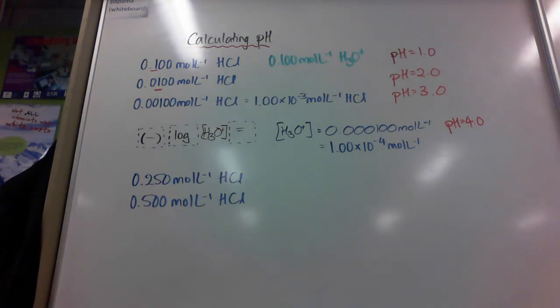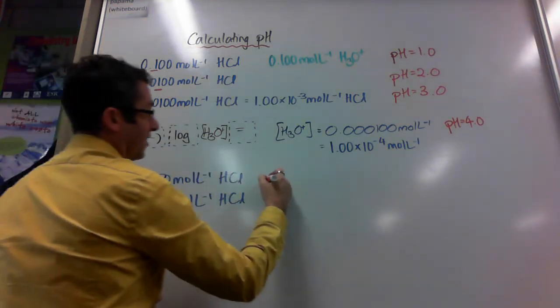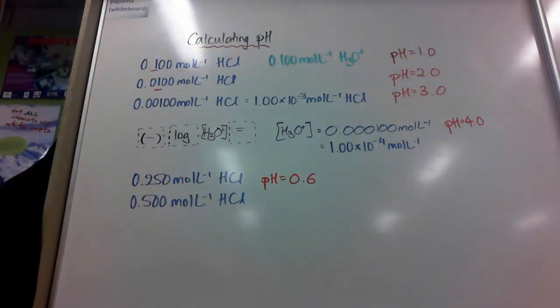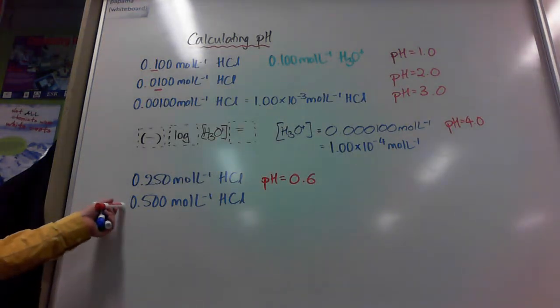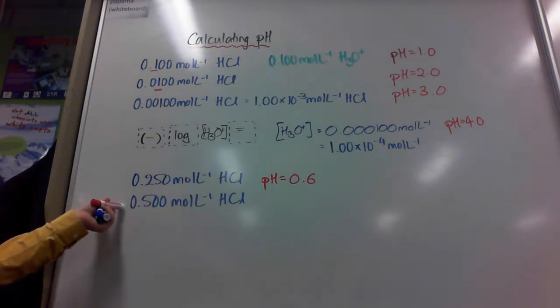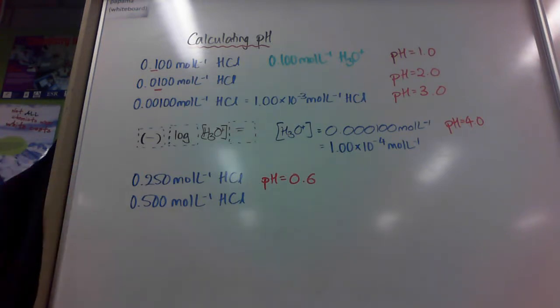Zero point something, is it? Good? 0.6? Cool. So your pH scale can go below 1. Be aware of that. Okay? If the scale's an inverse type scale, we'd expect this to be about 0.3, wouldn't we? Let's see what it really is.